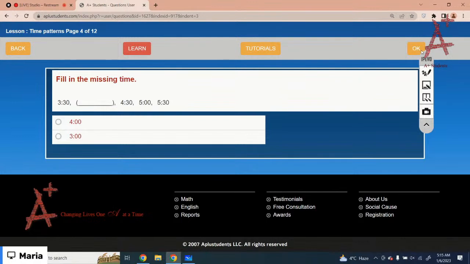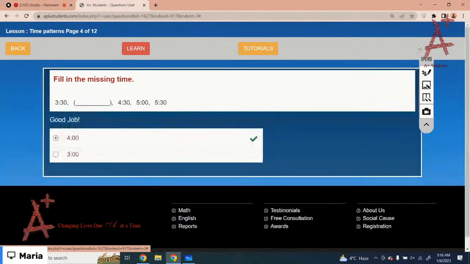Each next time is 30 minutes ahead than the previous one. Got it? So which is the next one then? It is then 4. Got it? 3:30 and add 30 minutes, so it would be then 4. So select the correct option, then click on the OK button.